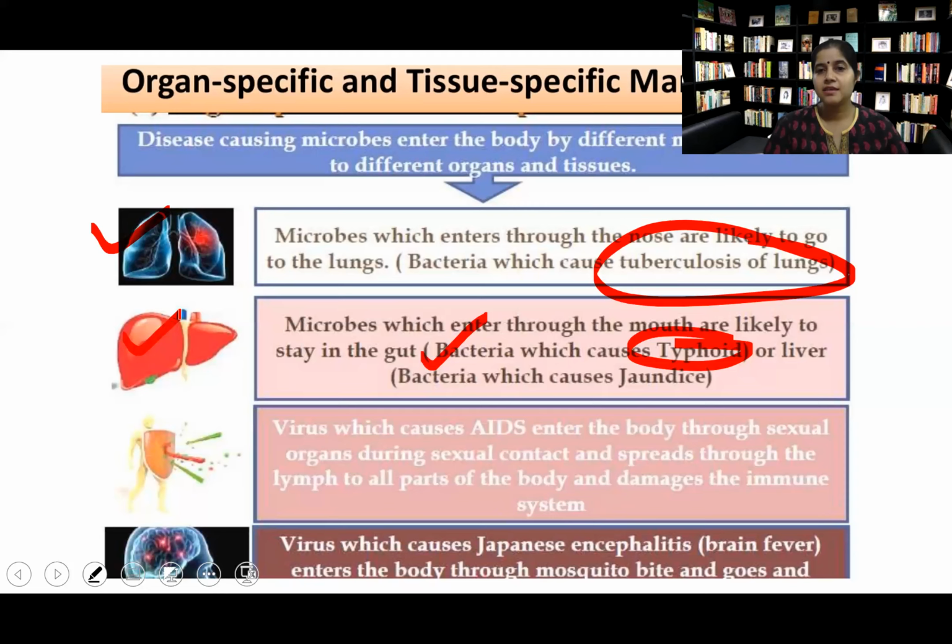AIDS is spread by HIV, and the person suffering from AIDS has very low immunity, and stamina is very low. And viruses which cause Japanese encephalitis, brain fever, enter the body through mosquito bites. Mosquitoes spread malaria, mosquitoes spread brain fever. So we should be careful about the entry point of the microbes.